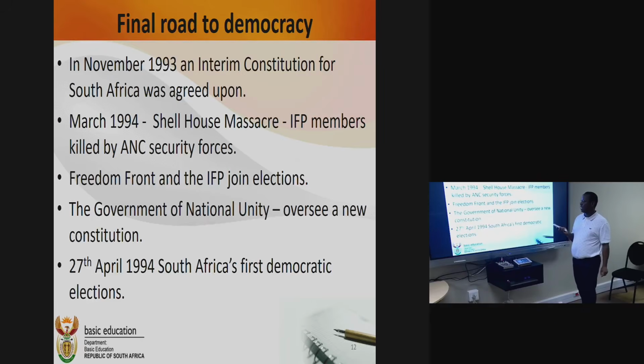On the 27th of April 1994, South Africa became a democratic country. In other words, there were the first democratic elections. Nelson Mandela became the first black president. Thabo Mbeki became the first deputy president. F.W. de Klerk became the second deputy president. And Gatsha became the Minister of Home Affairs. So this clearly indicates that on the 27th of April 1994, a government of national unity was in place.